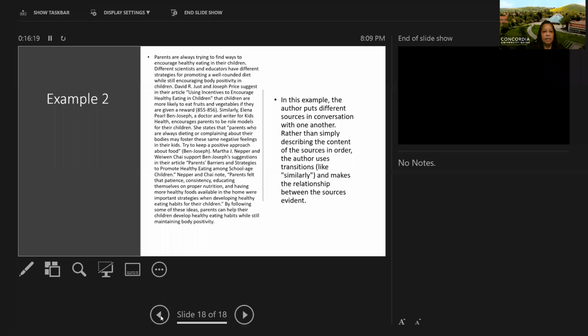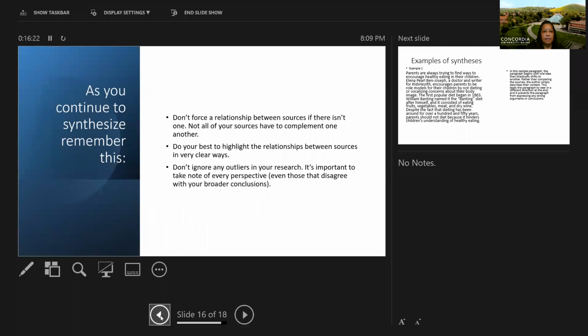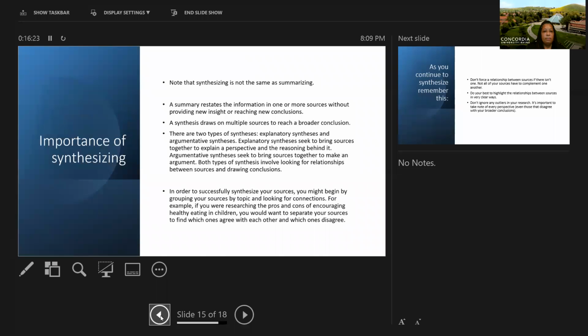Right, so we're going to go ahead and continue where we left off. And so we were talking about the importance of synthesizing, just making sure that you are grouping your sources by topics and looking for connections.